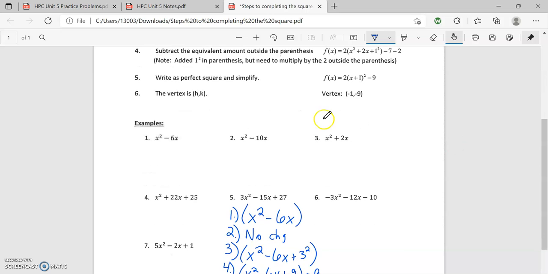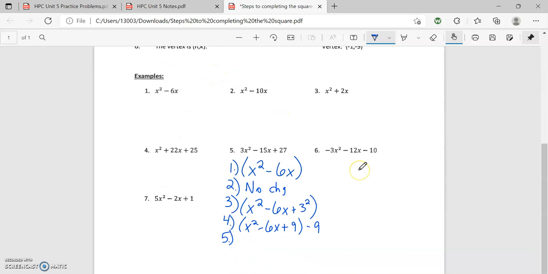In step 5, it says write as a perfect square and simplify. So in step 5, we are simply writing the parentheses stuff as a perfect square. As a perfect square, like I said, and really all that means is instead of writing this x squared, 6x, and 9, we're going to write it as best we can, as simple as we can.